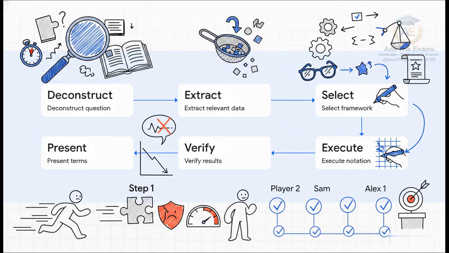Step 2, extract relevant data. Be ruthless here, only pull textual evidence that directly serves your thesis. Step 3, select your analytical framework. Step 4, execute with clear notation. Step 5, verify your results. And Step 6, present with correct terminology. Speed without this procedural route is literally just a faster way to fail. You have to hit every single one of these 6 checkpoints in order to keep your velocity up.